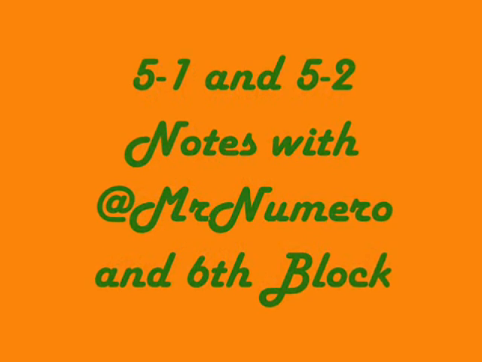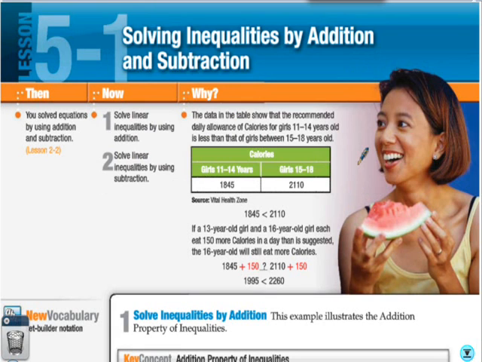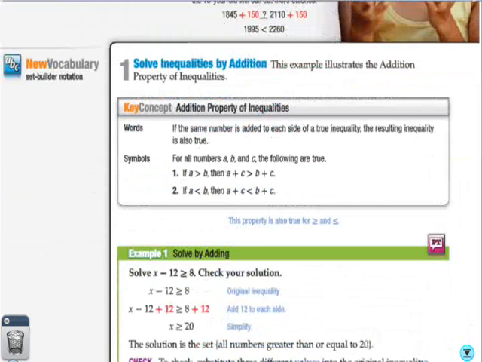S-M-A-R-T. All right, welcome to day 1 of chapter 5. Today we're going to go over chapter 5, section 1, and chapter 5, section 2. A lot of this stuff, like we talked about, is review. We're just going to apply some concepts that we use from solving equations to solving inequalities. So first, we're going to take a look at solving inequalities by addition and subtraction.